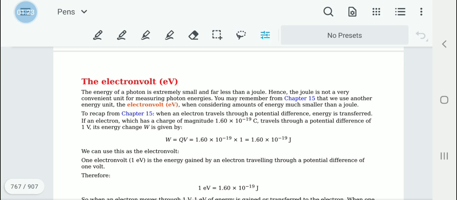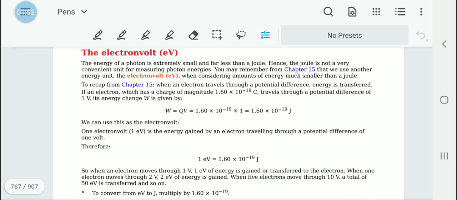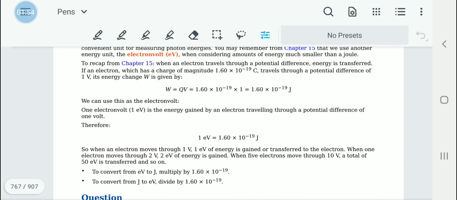W equals QV. That is 1.6 into 10 to the power minus 19 for the charge, and the voltage is 1, so that is 1.6 into 10 to the power minus 19 joules, and that is the amount of energy that we refer to as an electron volt. So 1 electron volt is the energy gained by one single electron traveling through a potential difference of 1 volt. So 1 electron volt is equal to 1.6 into 10 to the power minus 19 joules.